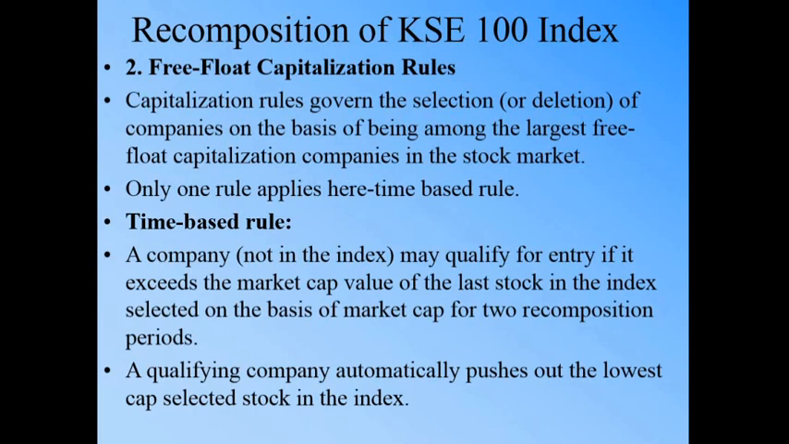So a qualifying company automatically pushes out the lowest capitalization selected stock in the index. Whichever company was at the bottom will be out, and this new company will be included into the index. This is how the KC 100 index is actually being selected.